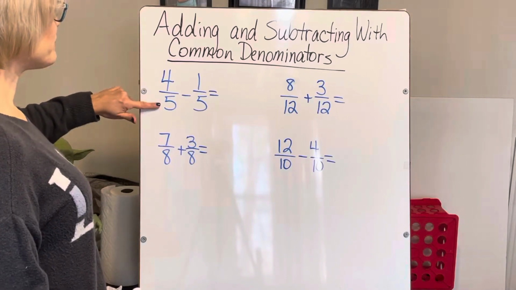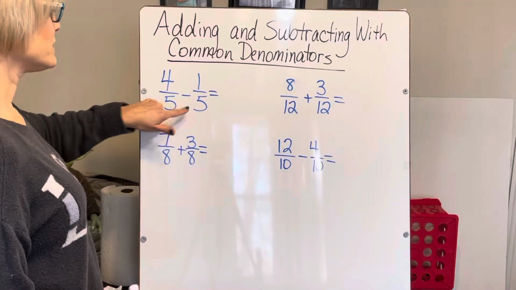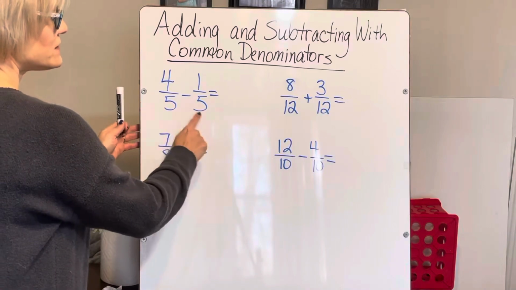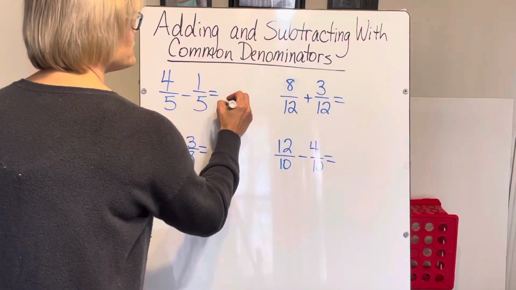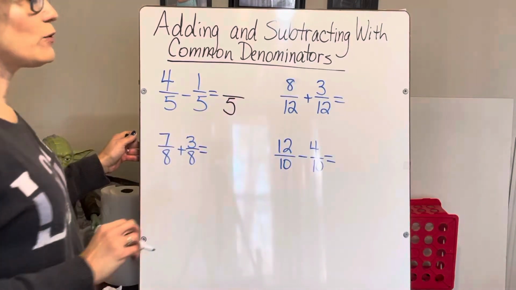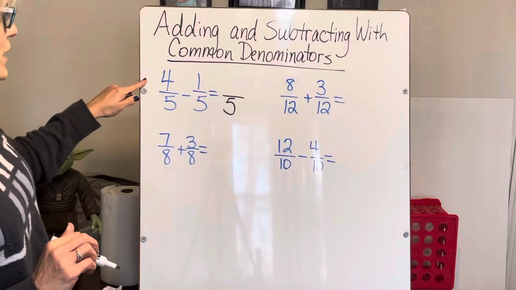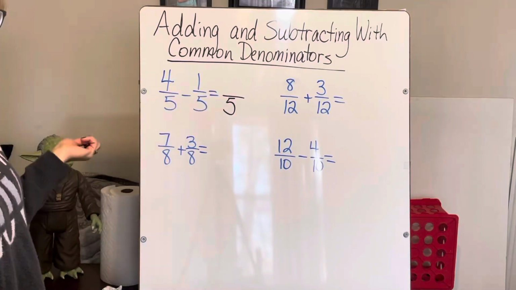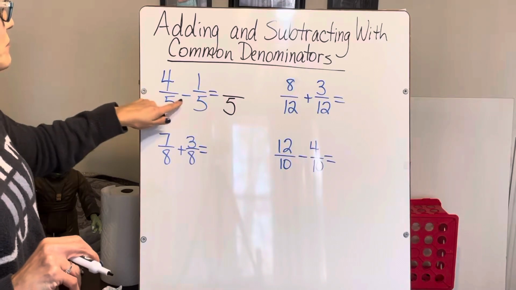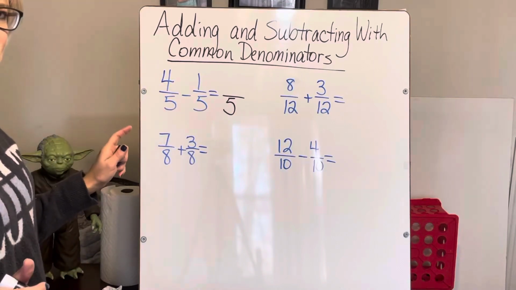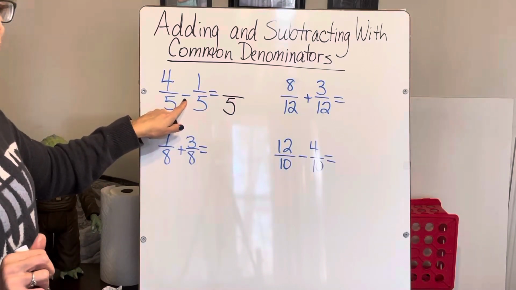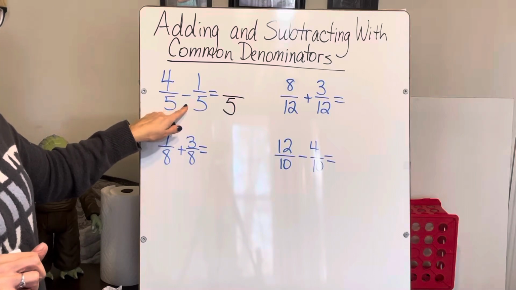So we've got 4/5 minus 1/5. Well, we have fifths in the denominator, so all we have to do is write fifths. So now we have to determine what the numerator is going to be, and then we're done. So 4 minus 1.